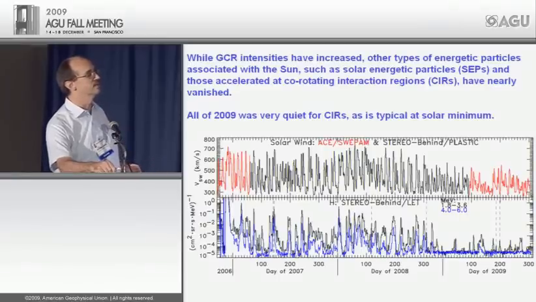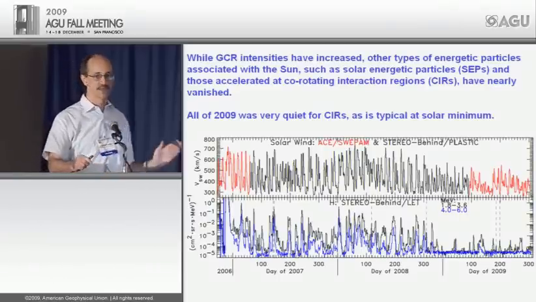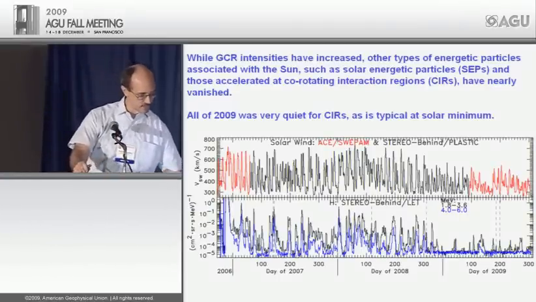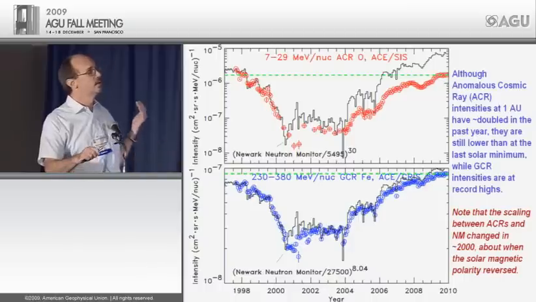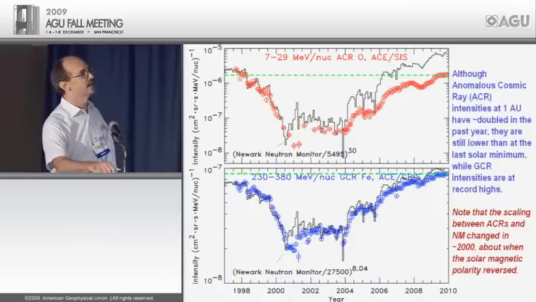They're just struggling to reach 500 kilometers per second. So the sun has definitely gotten quiet in terms of particles. So the wind has quieted down. CIRs have quieted down. GCRs are way up. What about the anomalous cosmic rays, ACRs?